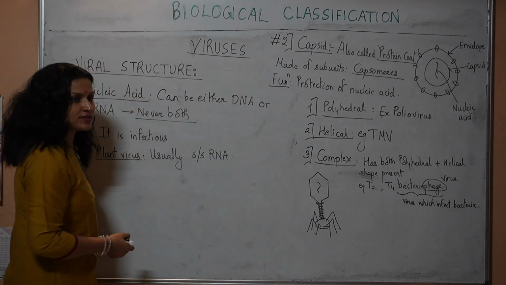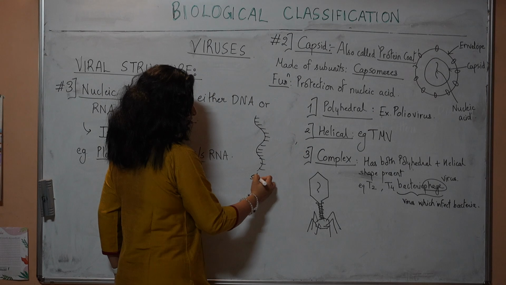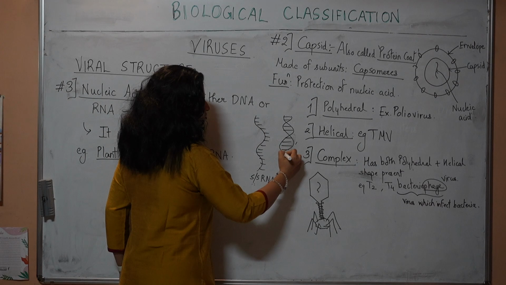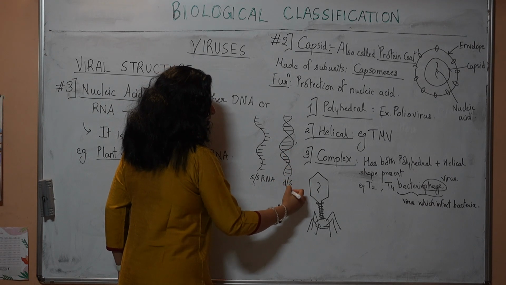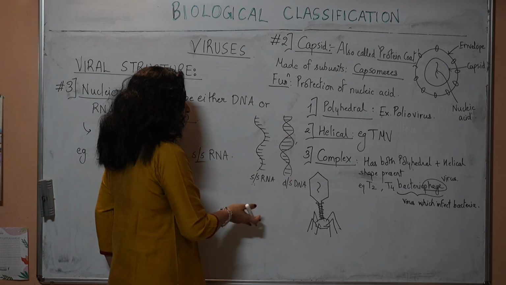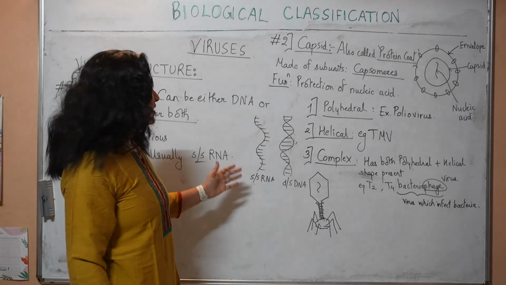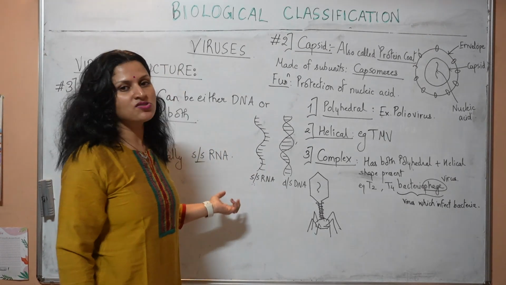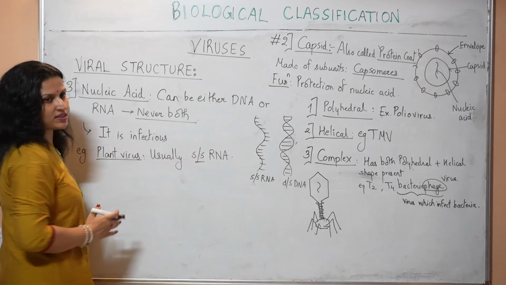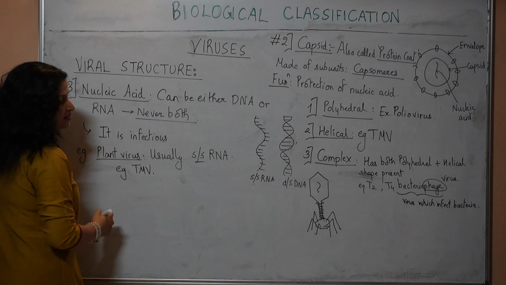What is single-stranded? The nucleic acid can either be single-stranded, as in single-stranded RNA, or it can be double-stranded, having two strands, as in double-stranded DNA. Or it can be a single-stranded DNA if it has only a single strand, or it can be double-stranded RNA if it has two strands of RNA. The nucleic acid can be either RNA or DNA, either single-stranded or double-stranded. Plant viruses are known to be usually single-stranded RNA viruses. An example is TMV, which is a single-stranded RNA virus.